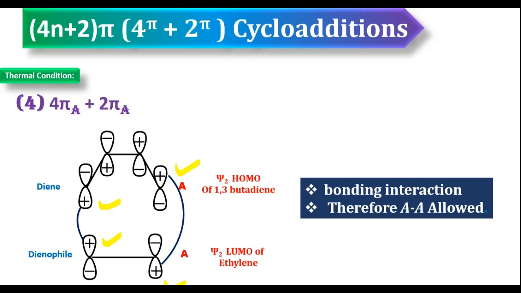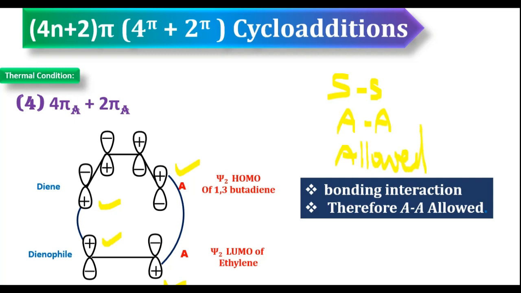So next, this is about the thermal condition. Thermally, what are the allowed? So the first one, supra supra, is allowed, and antra antra is also allowed. So thermally, these are allowed. The remaining are forbidden: supra antra and antra supra are forbidden.